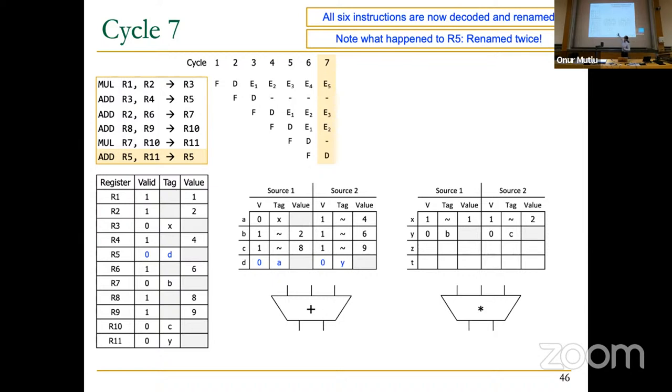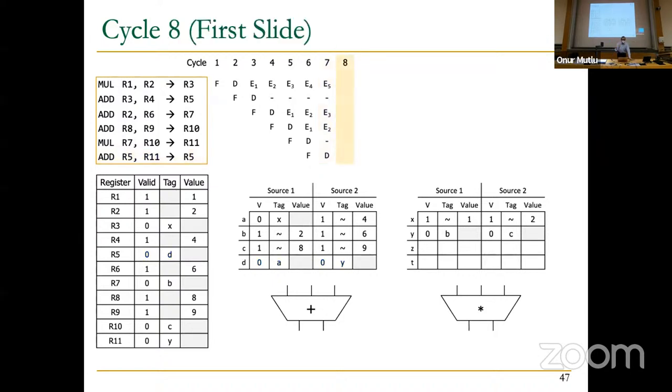So by just looking at it, we're going to construct a data flow graph. Keep that in mind. Okay, so cycle 8 is interesting because here instructions are going to broadcast. Multiply is taking six cycles and it's going to broadcast its value at the beginning of the sixth cycle, let's say. That's what we're assuming here. Multiplying RSX is done. So it's going to broadcast its tag X and its value two.